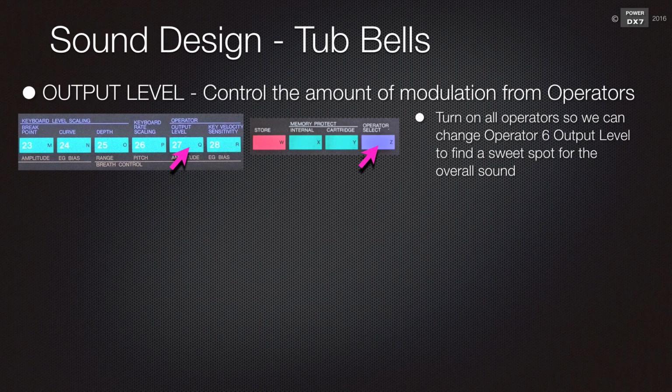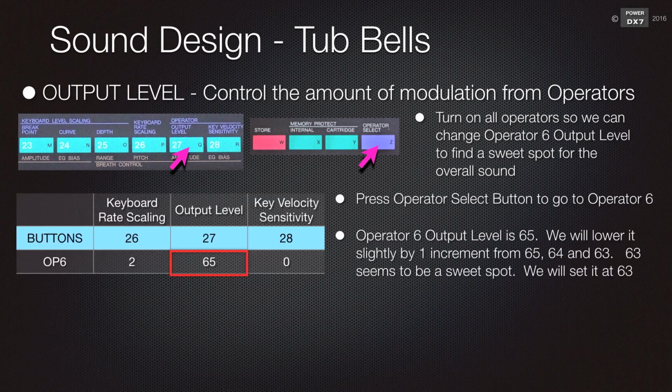Press operator select button to go to operator 6. At the moment, operator 6 output level is 65. We will lower it slightly by 1 increment.